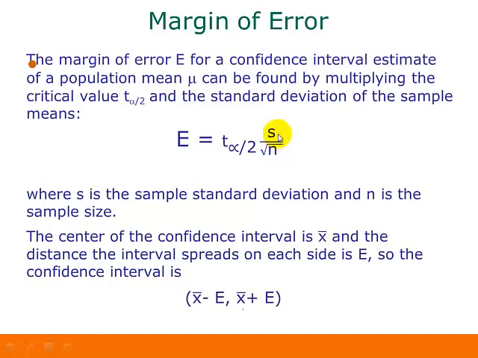And s is going to be our sample standard deviation. n is our sample size. Now again, the center of the confidence interval will be our point estimate, which is the sample mean, x bar, and the distance the interval spreads on each side is E, our margin of error. So the confidence interval will look like this. The lower limit will be the sample mean minus the margin of error. The upper limit will be the sample mean plus the margin of error.